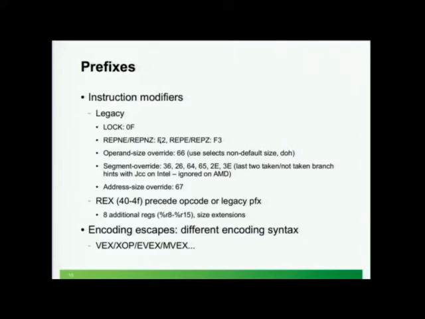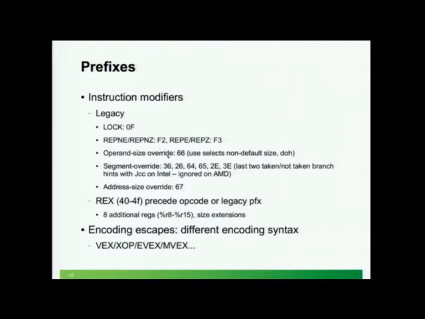Right, so the first things that come with the instruction are the prefixes. You have multiple prefixes. If you want to do a lock, for example, you express that with the lock prefix, which is F0. And then there are the repeat prefixes. Some instructions you can repeat multiple times, and you do that by adding those prefixes. The compiler does that all for you.